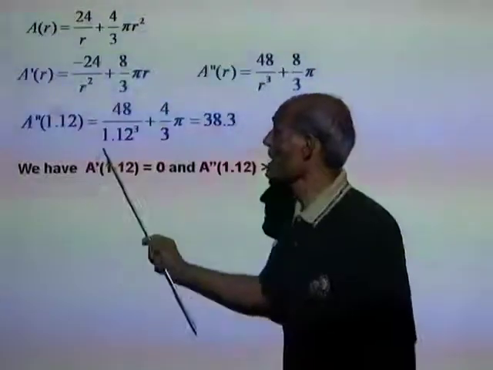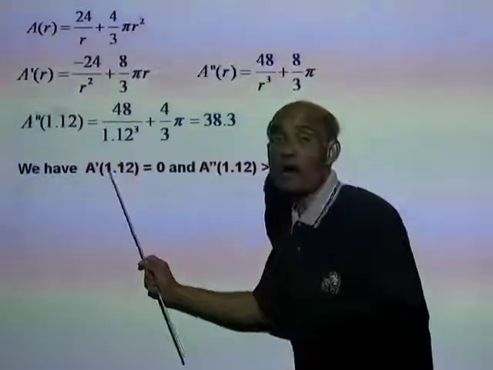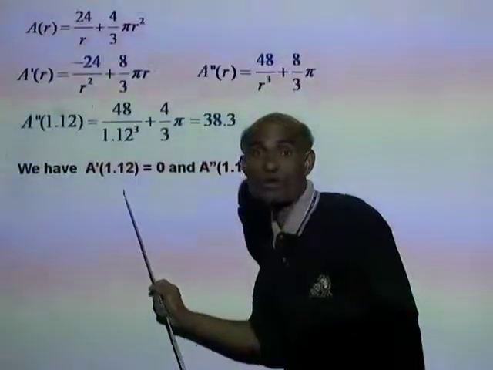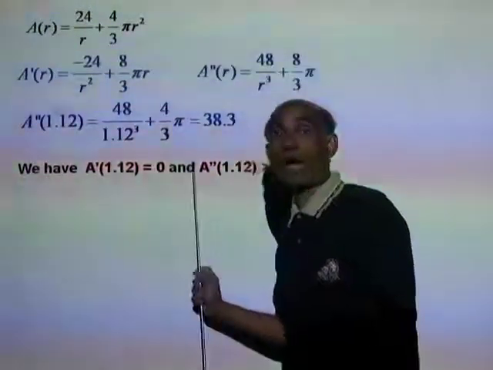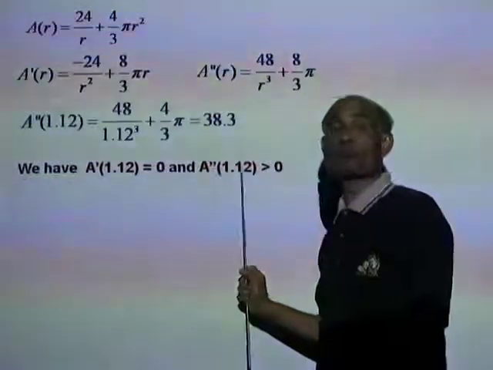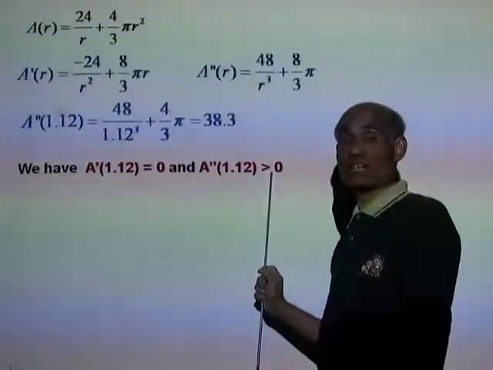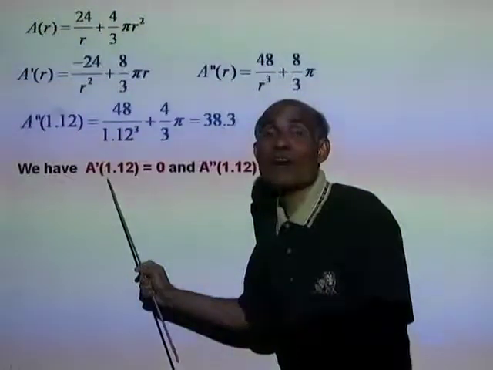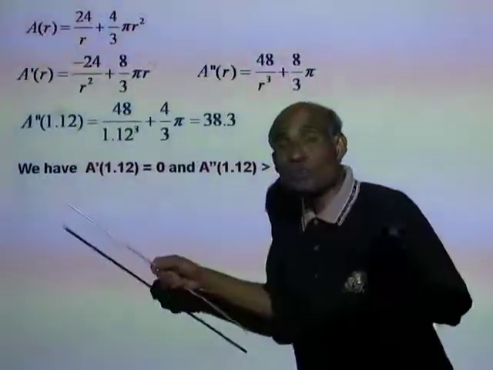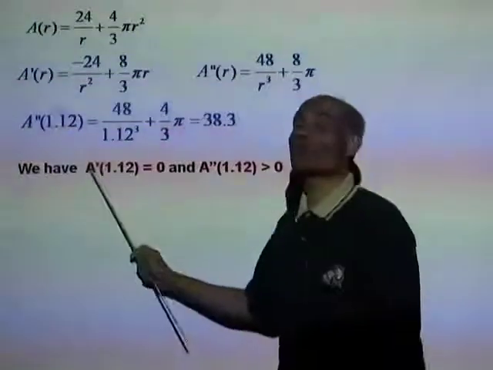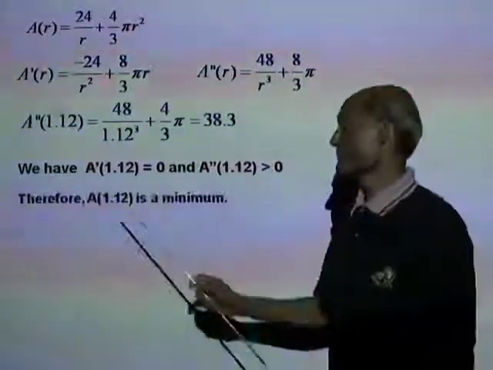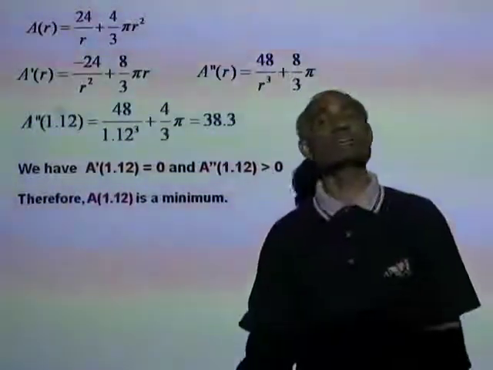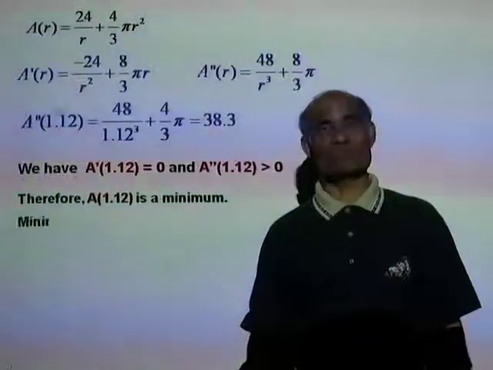Alright, that means A prime of 1.12 is 0, which means 1.12 is a critical number. And A double prime of 1.12 is greater than 0, which means at r equal to 1.12, there is a minimum value for the A. Therefore, A of 1.12 is a minimum at that value.